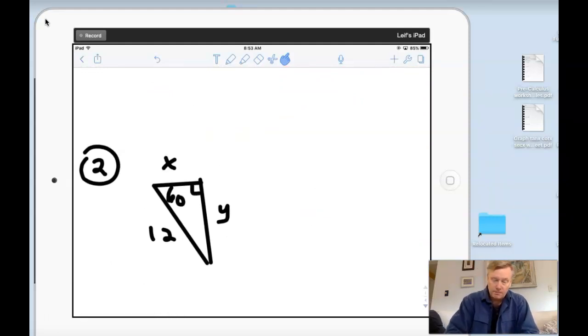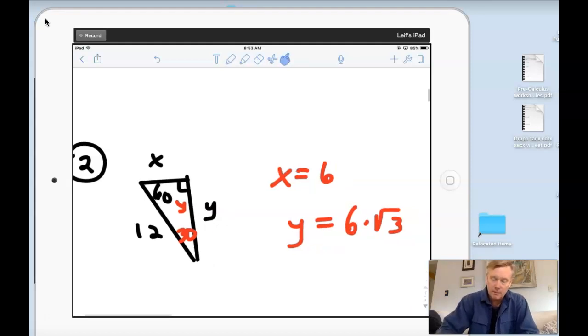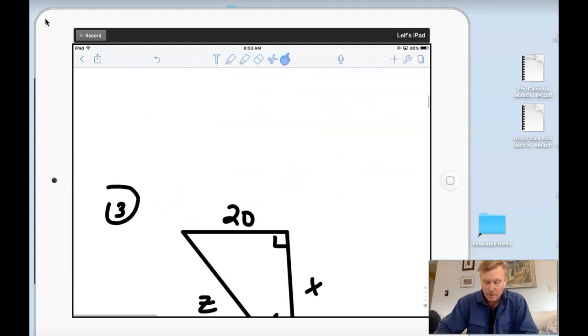All right, back to this one. Once again, they gave me the hypotenuse being 12, which means the side opposite the 30 will be half of 12. So x equals 6. Now I know the short leg. The long leg will be y, which is opposite the 60-degree angle, so if I take 6 and multiply it by the square root of 3, I get my answer: 6 times the square root of 3. That's it.